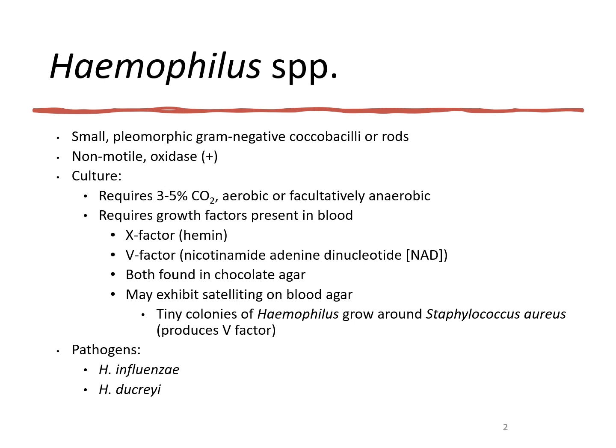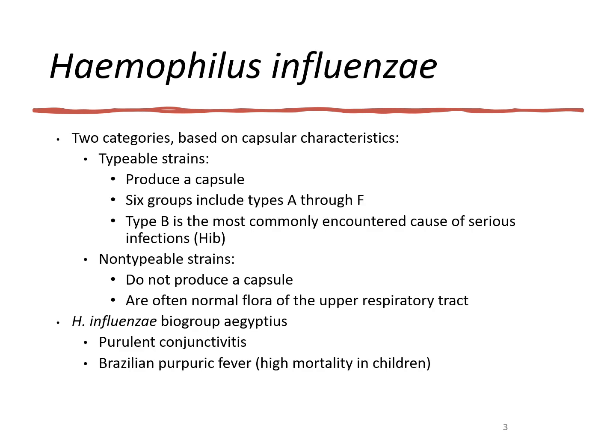Our common pathogens are Haemophilus influenzae and Haemophilus ducreyi. Haemophilus influenzae has two categories that are based on the capsule characteristics. You have typable strains that produce capsules, and there are six groups, A through F. Type B Haemophilus influenzae is one of the most commonly encountered serious infections of this organism, and this is where we get the Hib vaccine, the Haemophilus influenzae B vaccine.